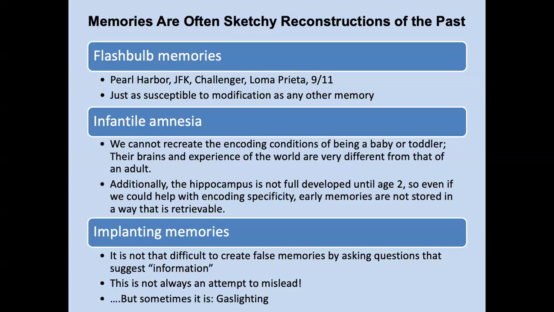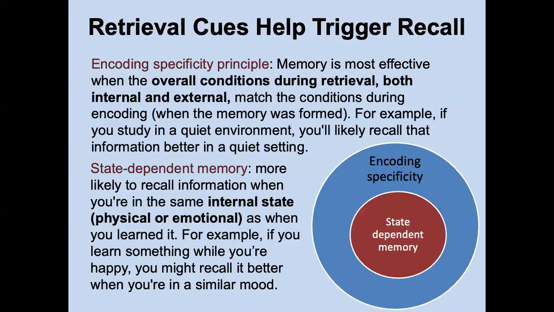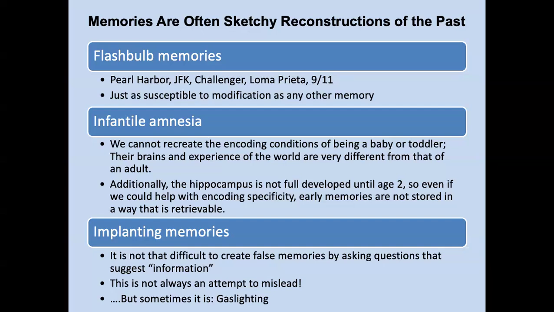All right, a pretty interesting concept is infantile amnesia. We cannot recreate the encoding conditions of being a baby or a toddler, right? So you remember from the previous slides, I'll go back, the encoding specificity principle, where the overall conditions during retrieval, we want those to be the same, but we can't do that because we cannot recreate the conditions of being a baby or a toddler.